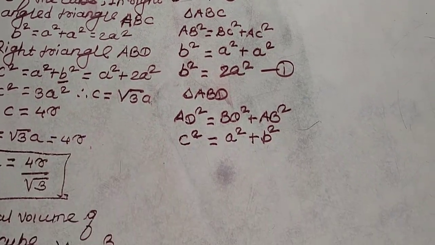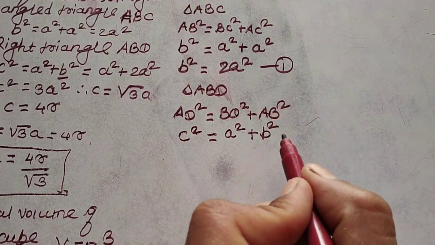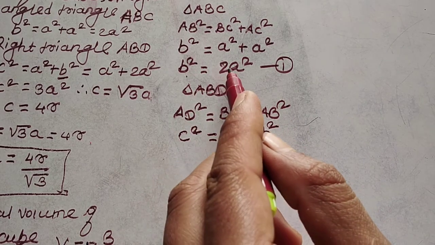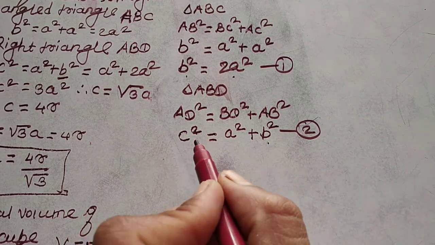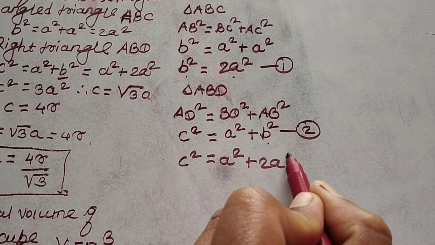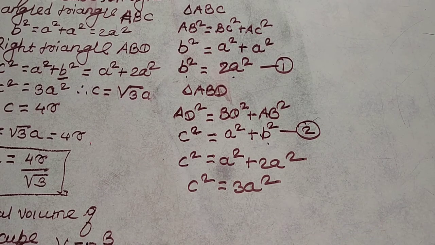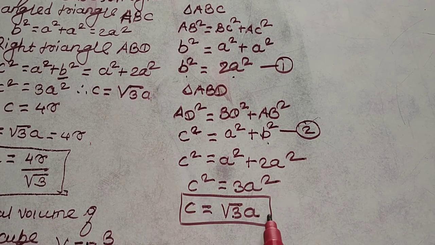Okay. So from equation 1, b square is equal to 2a square. You can put this b square equal to 2a square in equation number 2. So what will you get? c square is equal to a square plus 2a square. c square is equal to 3a square. Then c is equal to under square root, root 3 a. This is the value for c.